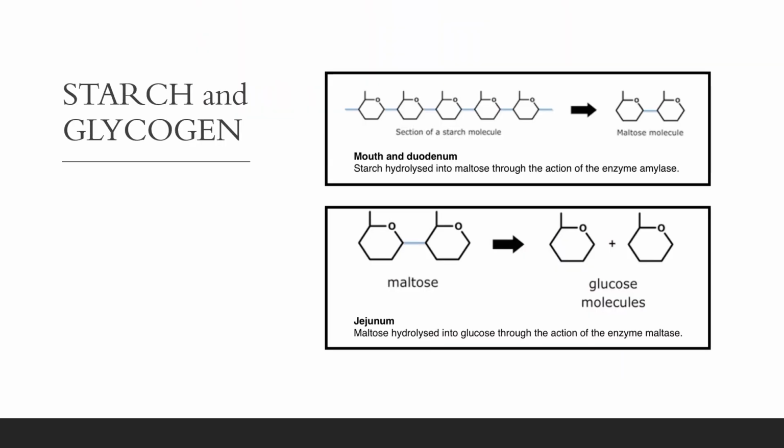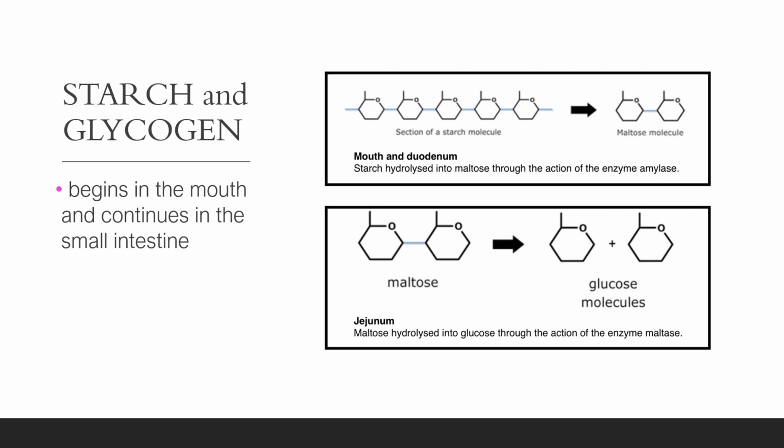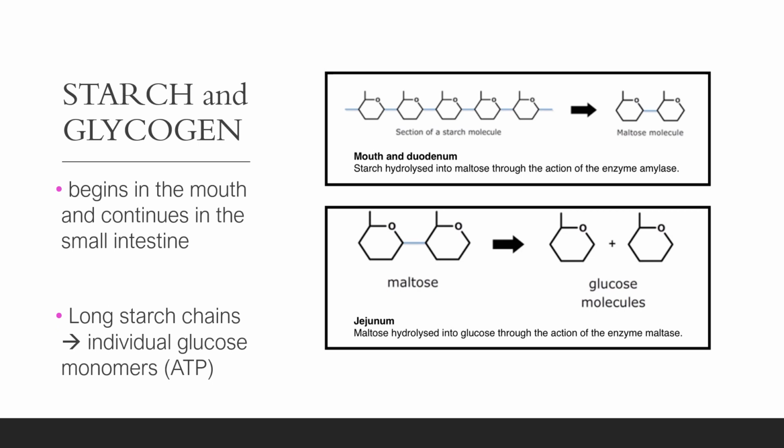Now, the digestion of starch from potatoes, wheat, and other carbohydrate-rich food begins in the mouth and continues in the small intestine. Enzymes snip the long starch chains into individual glucose monomers, which generate ATP as described in this chapter. Another polysaccharide, glycogen, follows essentially the same path as starch. You can see here in the picture how a long starch chain looks and how it converts to smaller, individual glucose monomers so that it can be a source of energy in the form of ATP.